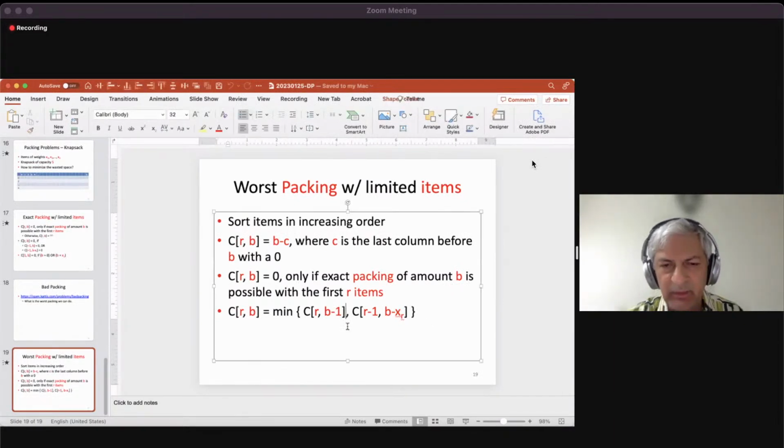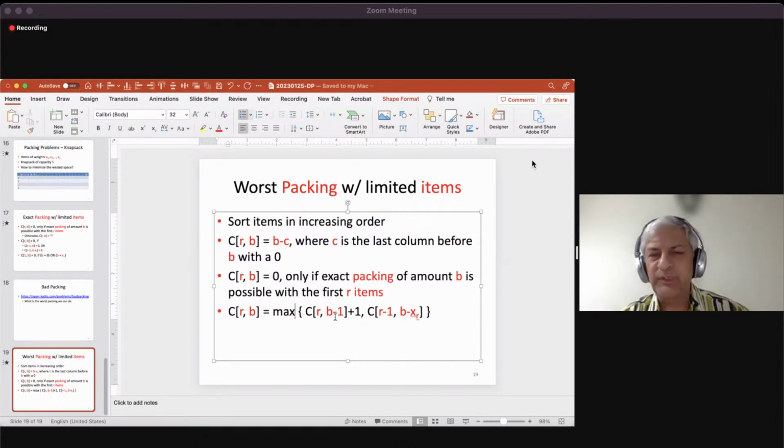So this should have been R, B minus 1, plus 1, and this should have been max. So what I'm saying here is that either you look at the same row's previous item, or the previous row, but where you're adding the X_R, the coin denomination of the last item.